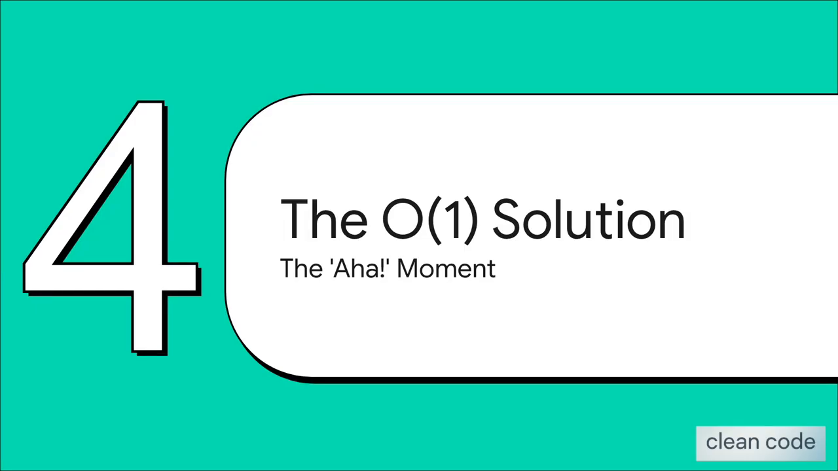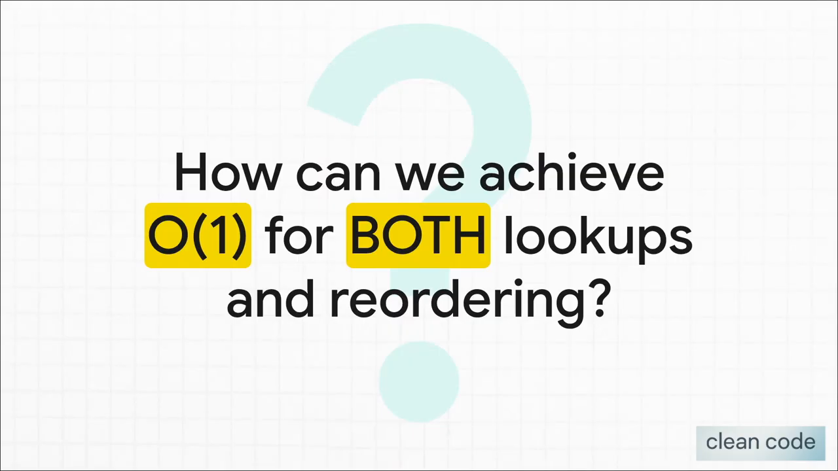Okay, so if the simple approach is out, what's next? Well, now we get to the really cool part, the aha moment. The solution isn't one single data structure, but a beautiful, elegant combination of two of them, each one perfectly covering the other's weakness. So let's break the problem in two. We have two very different needs. We need to find items instantly, that's one, and we need to reorder them instantly, that's two. How on earth can we get constant time performance for both of those things?